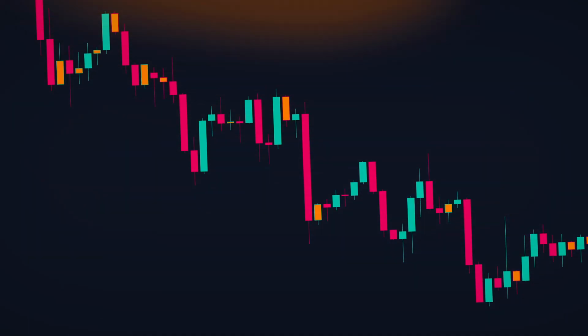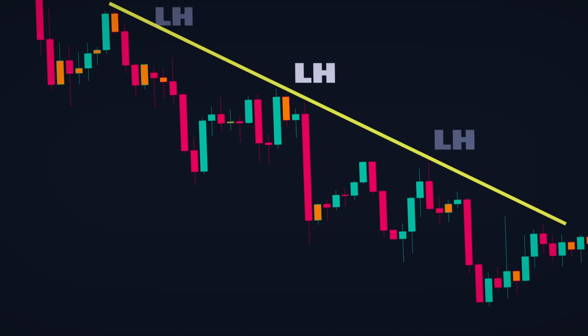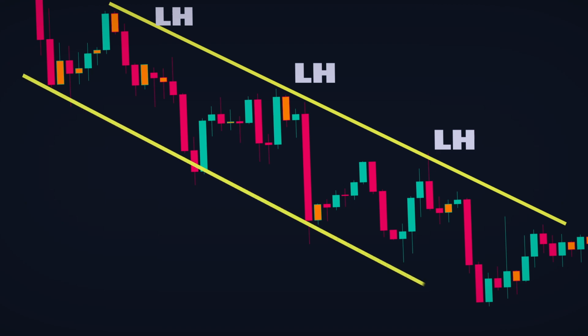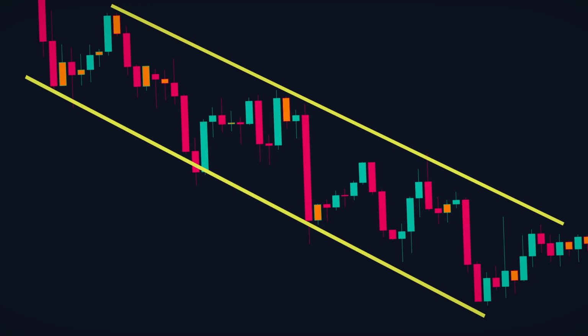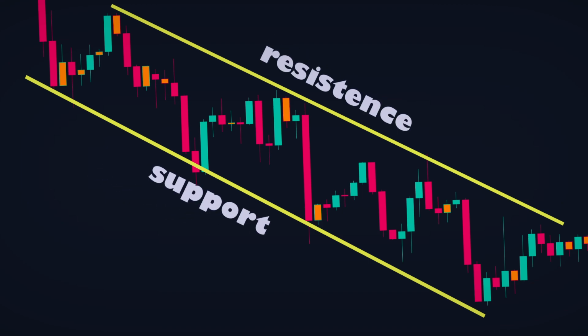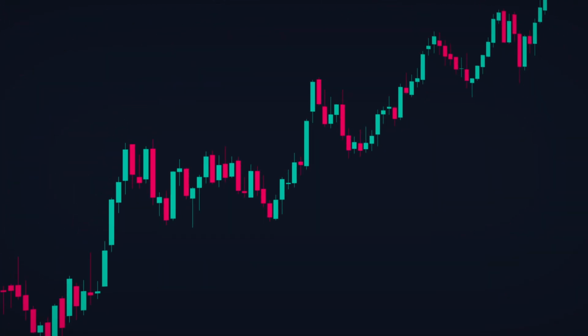Now, since this is a downtrend, we can draw the main trend line using the lower highs like this. Along with that, we can draw another supporting trend line below the candles using the lower lows like this. These two trend lines will help us understand the price movement and identify potential areas of resistance and support in the market. Now let's check an example of an uptrend.